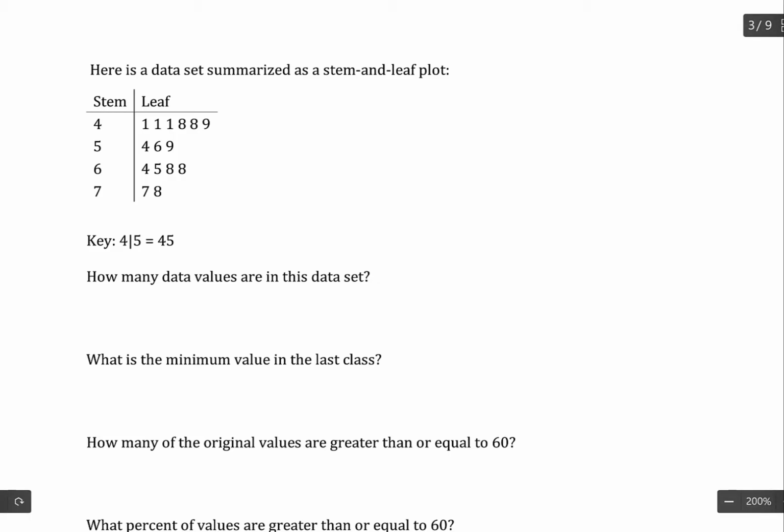So for instance, the key tells us that a stem of 4, then there's the bar between the stem and leaves, and a leaf of 5 is equal to 45. So the first data item in this set is 41 because I have a stem of 4 and a leaf of 1. And then I have another 41 because there's another leaf of 1. Then 41, then 48, 48, and so forth. So these leaves represent all the different data values in my data set.